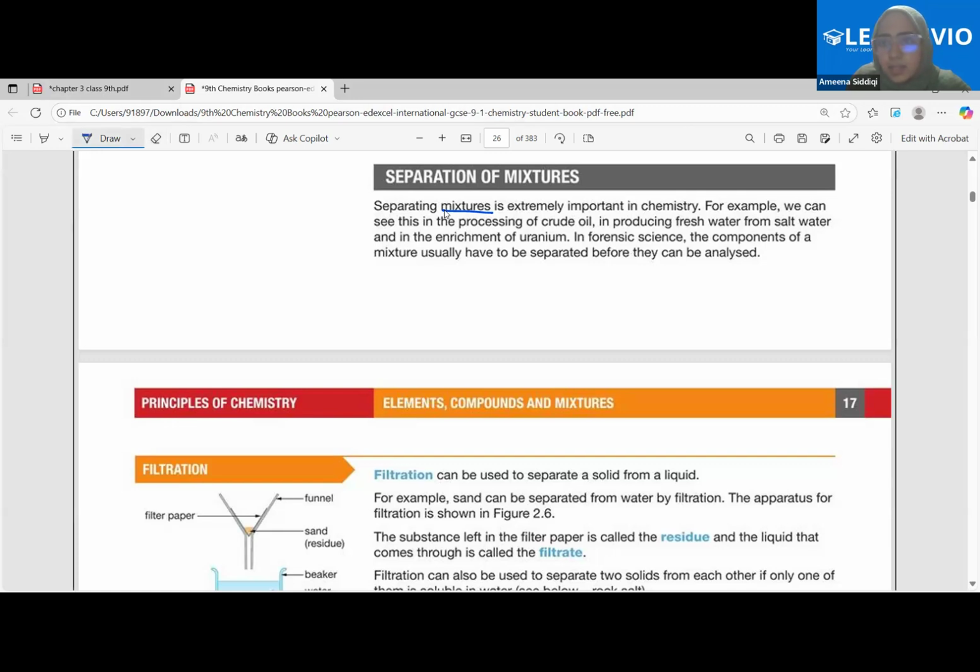We can see this in the processing of crude oil, in producing fresh water from salt water, and in the enrichment of uranium. Forensic science too: in forensic science, the components of a mixture usually have to be separated before they can be analyzed.